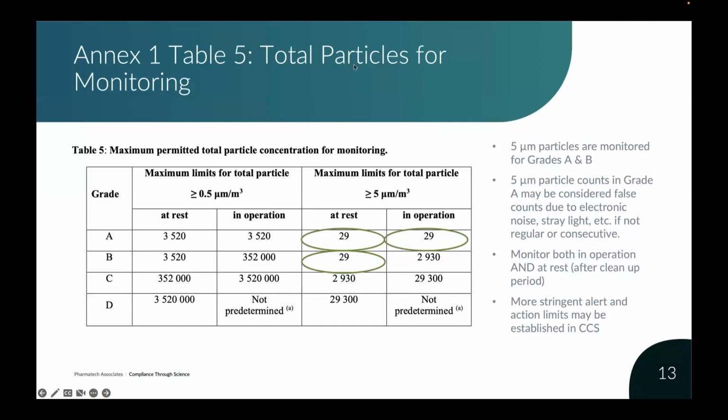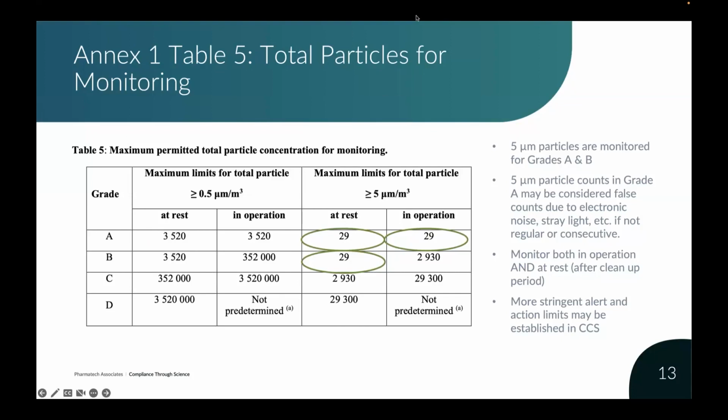Now note that this table looks similar, but is actually different. This is table 5. This is the monitoring limits table. And so, whereas before we didn't have limits for the 5-micron in grade A and grade B at rest, now suddenly we have limits again. So, oddly enough, we don't necessarily classify to a limit for 5 microns, but we have limits for monitoring.